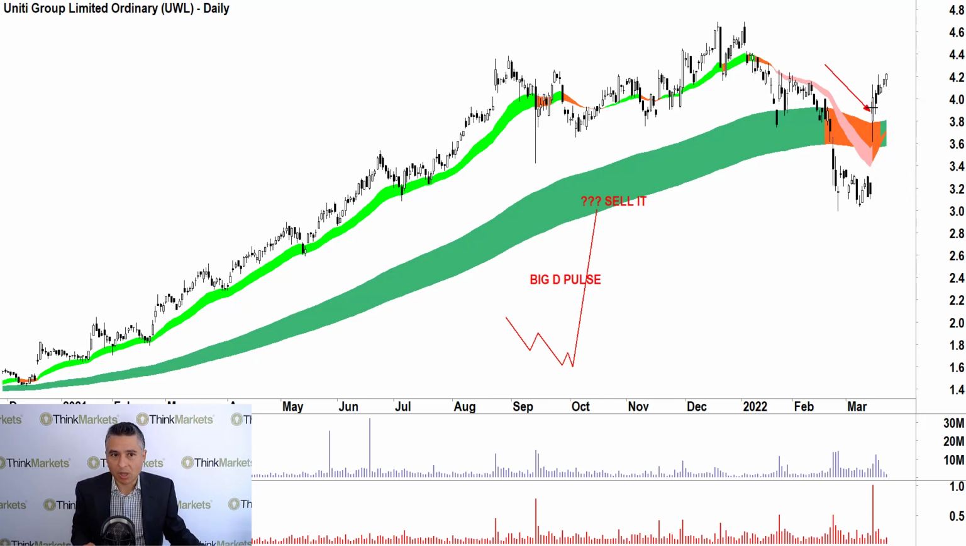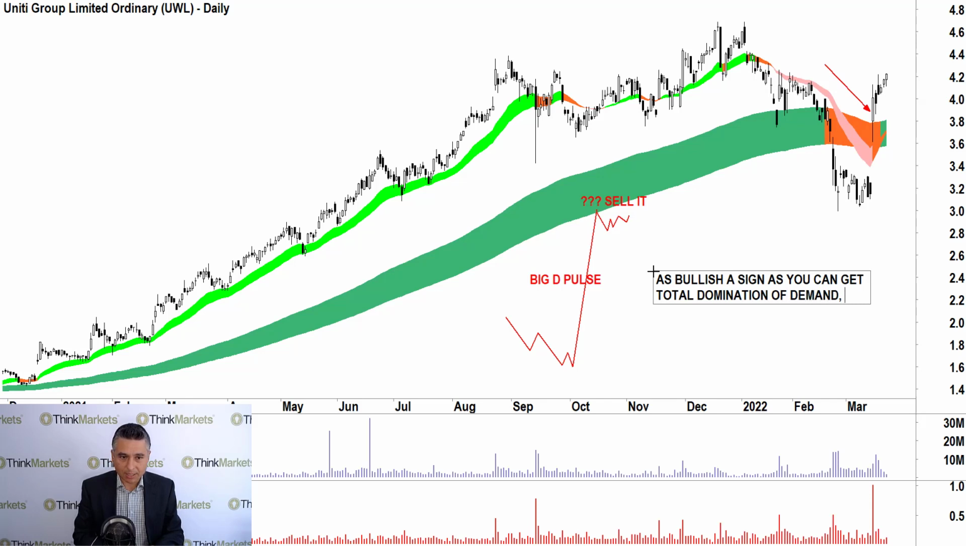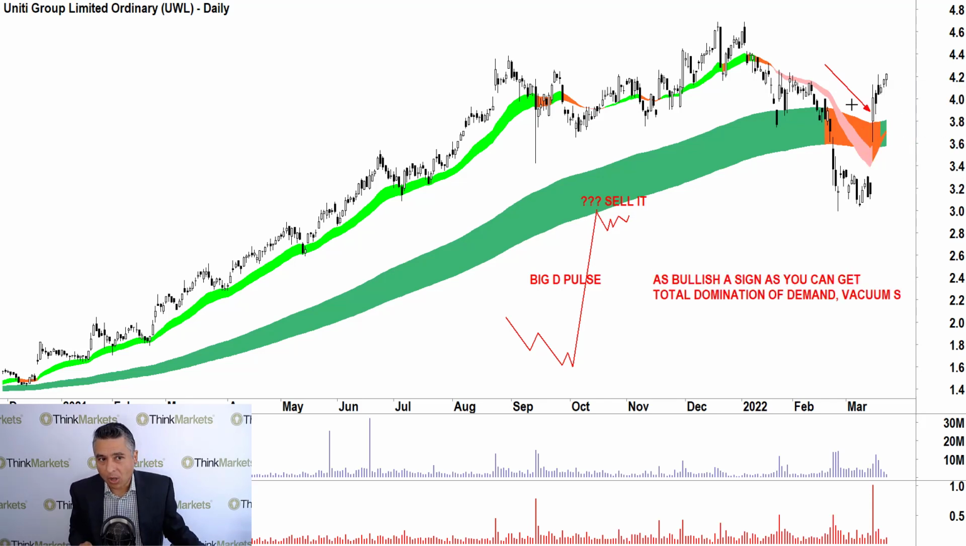Now, we didn't actually see that. There actually was very little supply that came into the market here. And I'm going to suggest significant demand that just stuck in the system, like glue to this thing, buying and buying. You look how the candles got very, very small after this big pop. So when you see these big rallies, but then very small, very subdued price action like this, I tell you what, that is basically as bullish a sign as you can get. It just means total domination of demand and vacuum of supply.